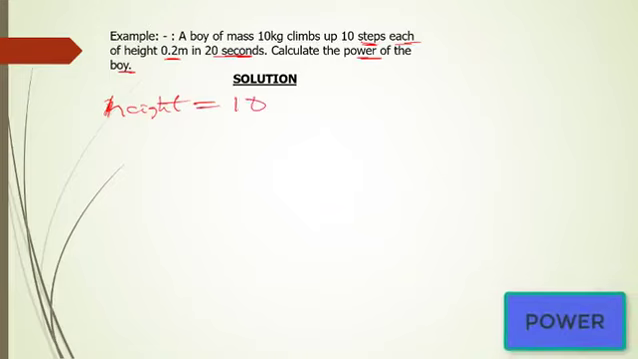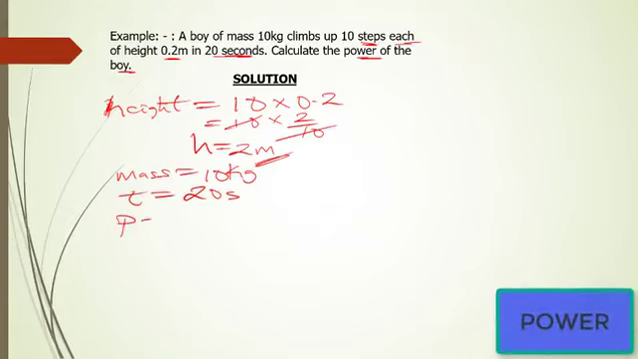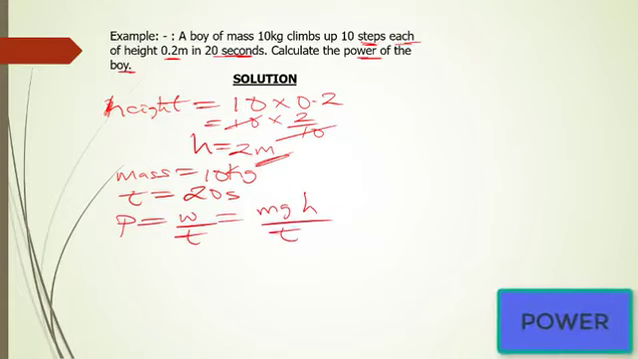Remember, each of these steps had a height of 0.2. So it's going to become 10 times 0.2 is 2 over 1. That is equal to 2 meters. That was the height of the staircase. Now the mass of the boy is 10 kg, and the time that was taken for this whole climbing was 20 seconds. The power of the boy is going to become work done over time taken to do that work. And the work done is mgh over t, which gives us the power.